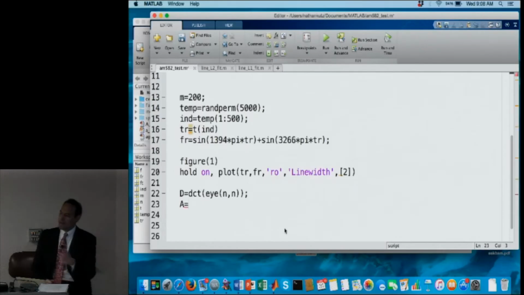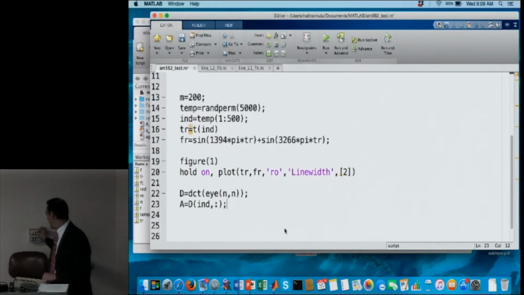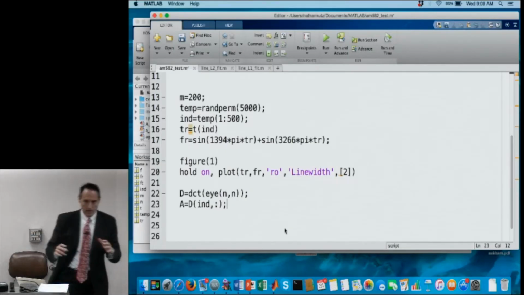And when I multiply by phi, in other words, phi is going to tell me where I'm measuring this. Okay, so I'm going to make a matrix A, which is D at the locations n. Okay, these two moves are really important. Let me go back to the board. Sorry, I should have just stayed up there.